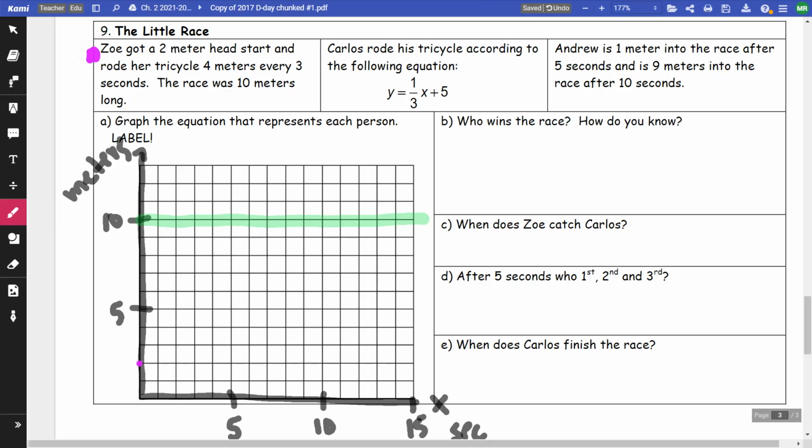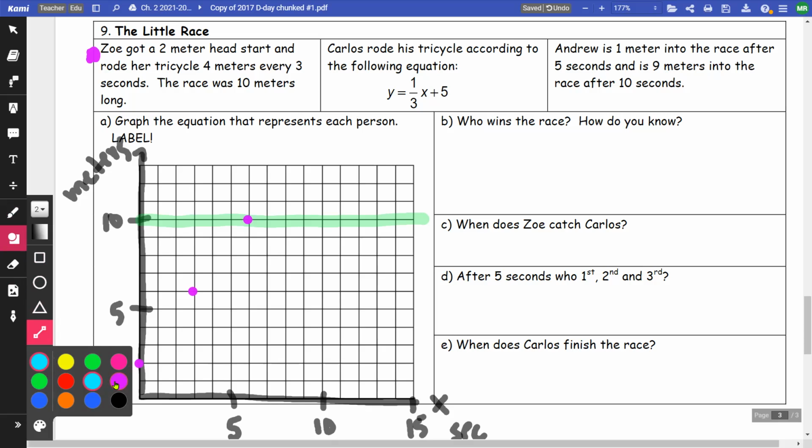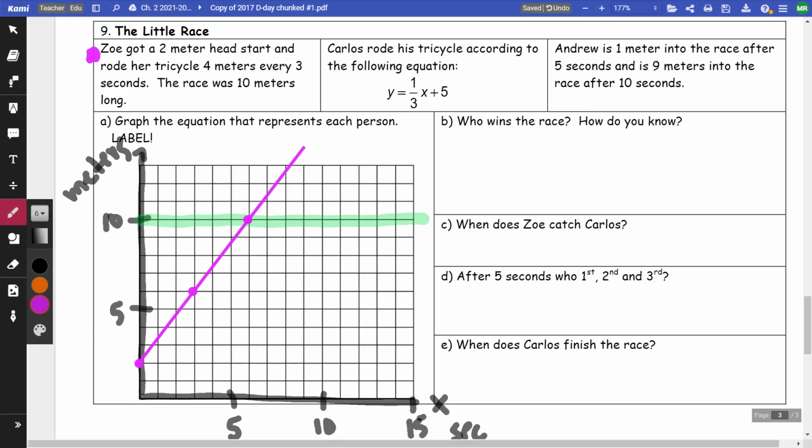Okay, let me, I'm going to actually find my mouse here. Make this maybe into size 6. Okay, she got a 2-meter head start and did 4 every 3. And I'm going to draw my line. And that is going to be Zoe.